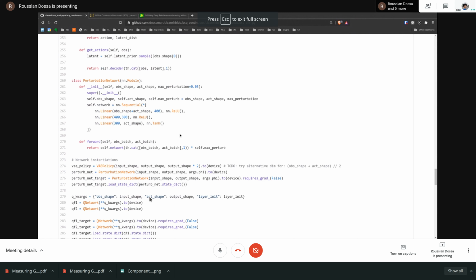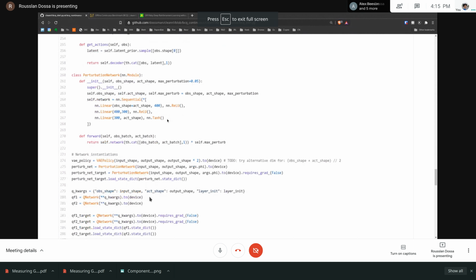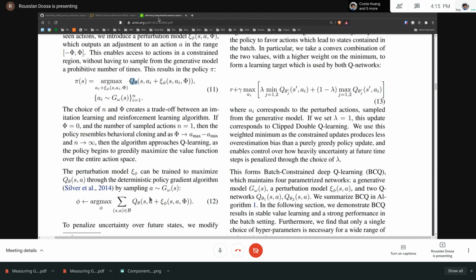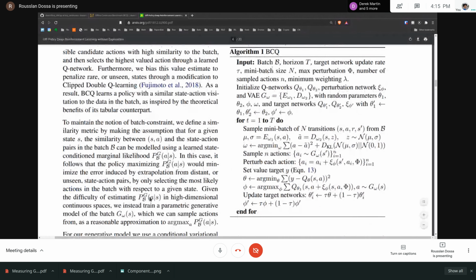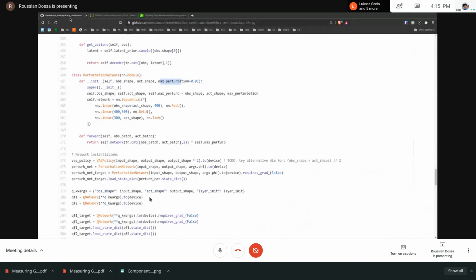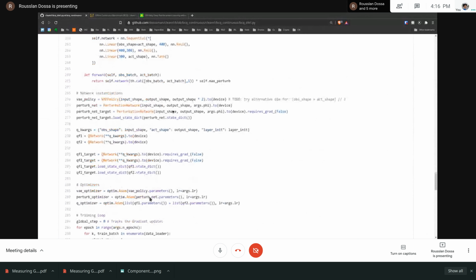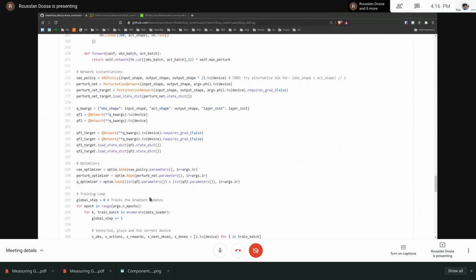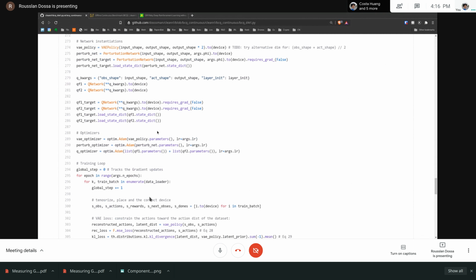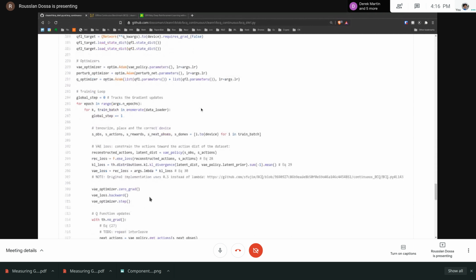So it's a simple MLP, not much to say here, just that they constrain the output of the noise with the max perturbation, which is another name for this. Actually, it's a big phi. This is where a hyperparameter comes in. Okay? So yes, this is how the noise is done. Here there is the network initialization. VAE policy, interestingly, does not use the target network, only the perturbation network does. So declare those, also declare the Q functions. So far, nothing really out of the ordinary.